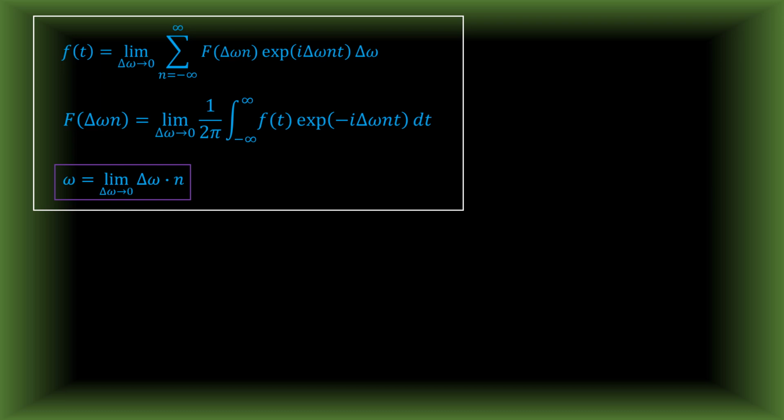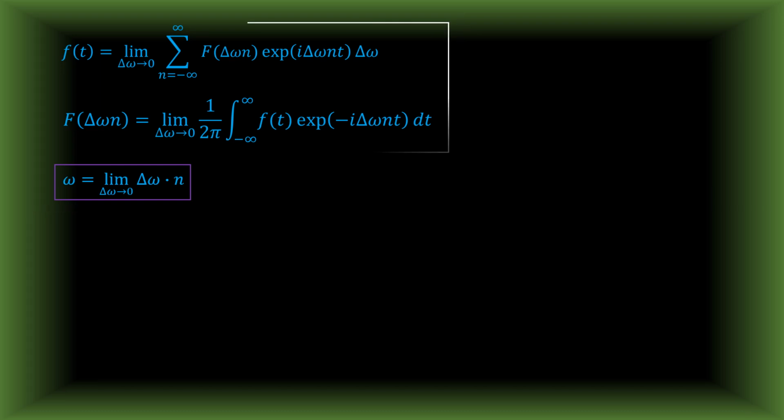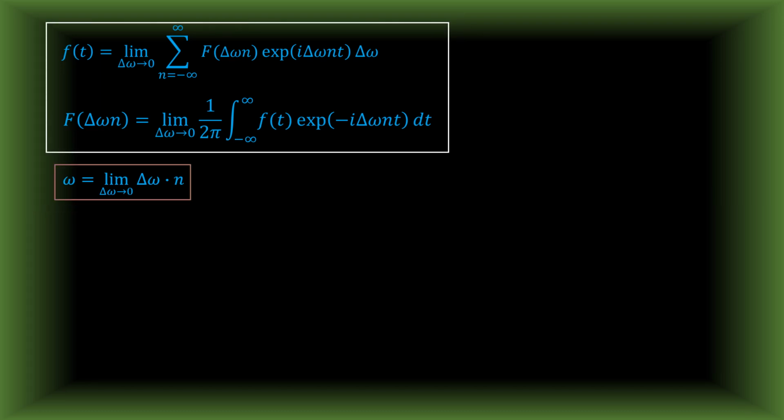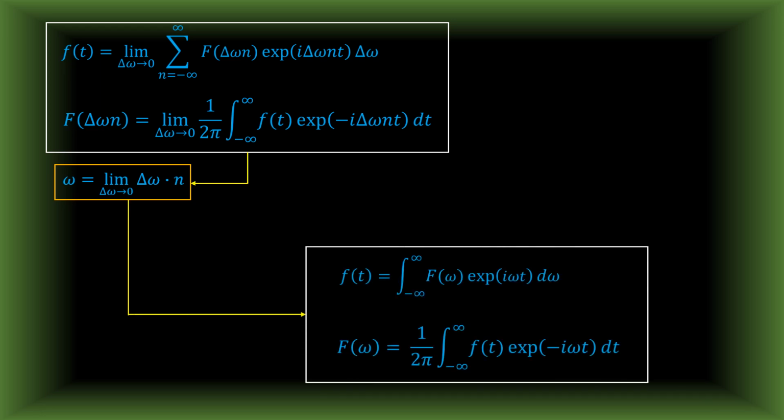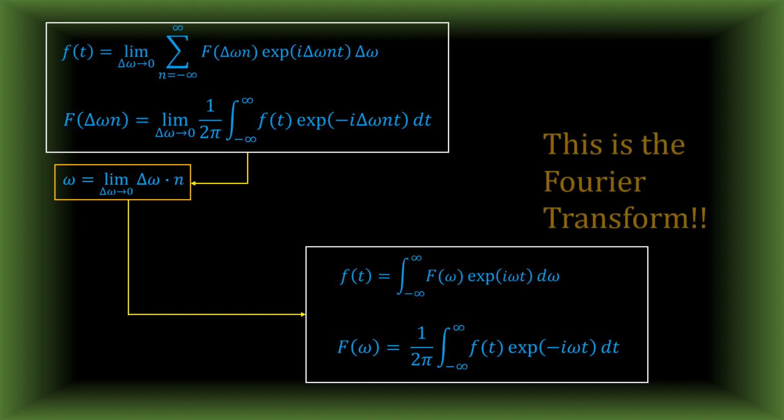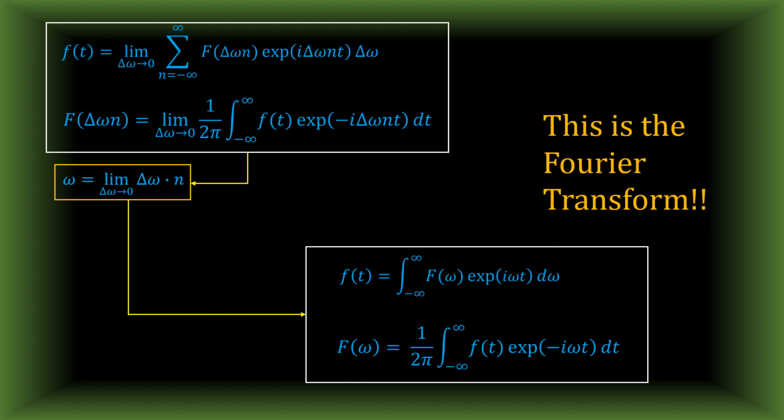And here we will perform the final steps in obtaining the Fourier transform. So we're going to substitute in omega, and if we recognize this finite summation over n as an integral, and we also make that substitution, then we obtain the Fourier transform. And that's basically it. We obtained the Fourier transform, which is pretty cool.